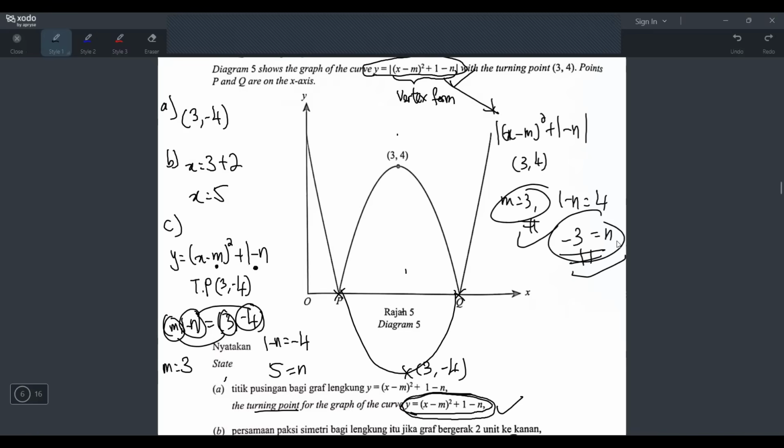But I have a feeling that the scheme is wrong, but I'm not sure. I'm actually not sure because they put the modulus, right? This one is without the modulus. Because if n is 5, then 1 minus 5 is -4. Then only the turning point can be 3, -4. Then only when you take the modulus, it will become 3, 4, right? But if I follow this answer, then it will become 1 minus -3, which is 1 plus 3, and you will get +4 also. So, which one?